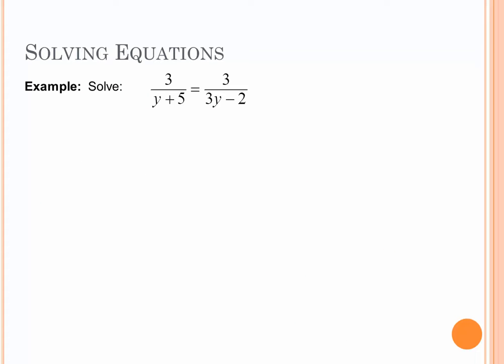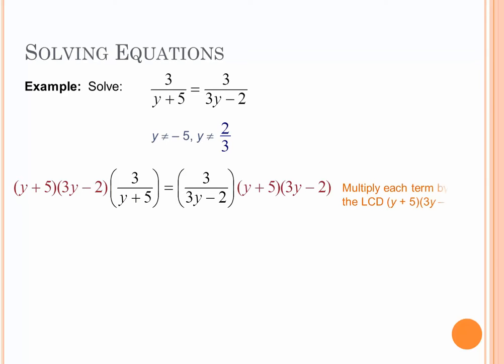Now let's solve 3 divided by y plus 5 equals 3 divided by 3y minus 2. First, we realize that y is not allowed to equal negative 5, because that would make the denominator 0, and y is also not allowed to equal 2/3. Then we find our common denominator. In this case, it's the product of the two denominators.